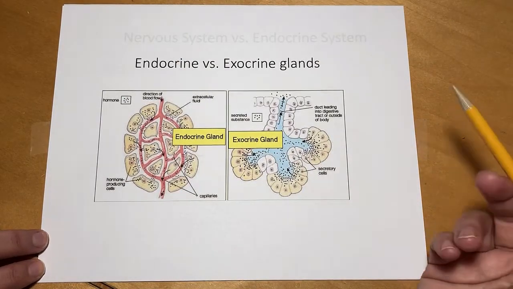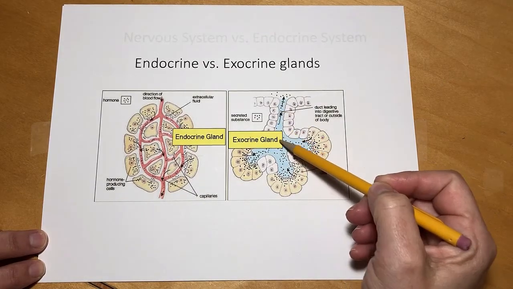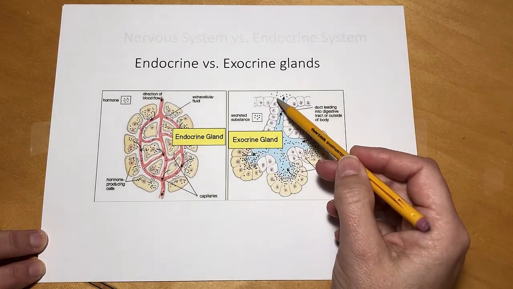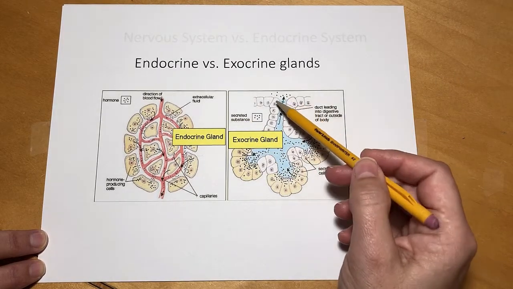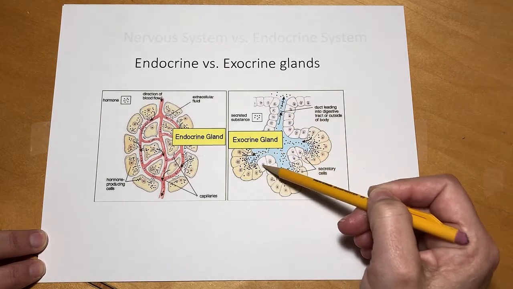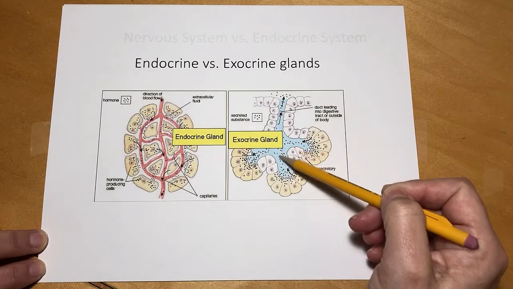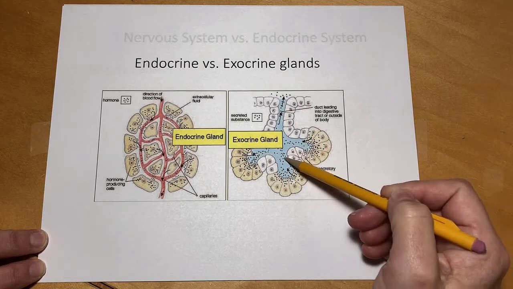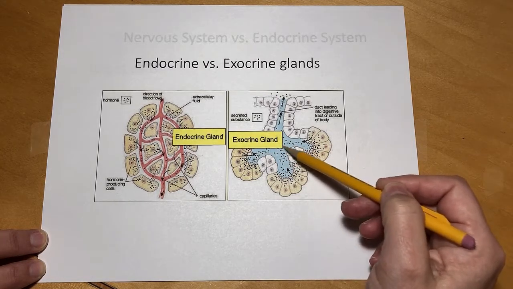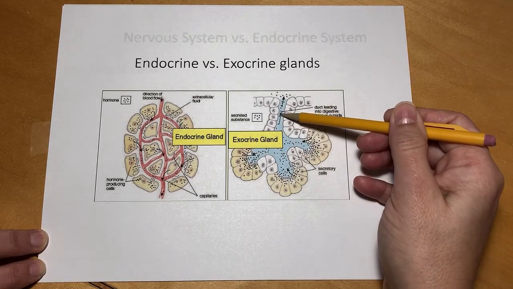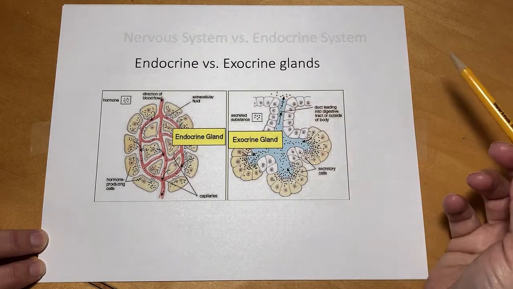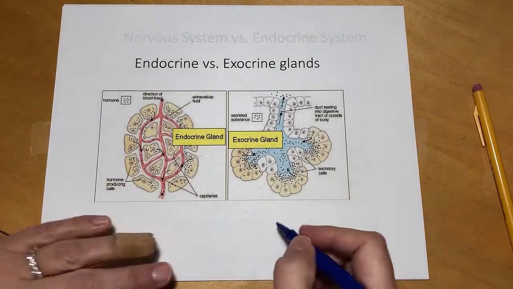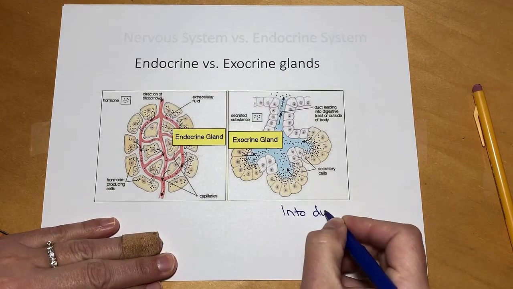So what's an endocrine gland? Let's look at the difference between an exocrine gland over here on the right and an endocrine gland over here on the left. An exocrine gland is made out of glandular epithelium, and the cells are all lined up around sort of a central opening, and those cells are going to secrete product. The product will accumulate in this opening called a duct and will leave and be secreted onto some kind of body surface. So the product in an exocrine gland is secreted into a duct.